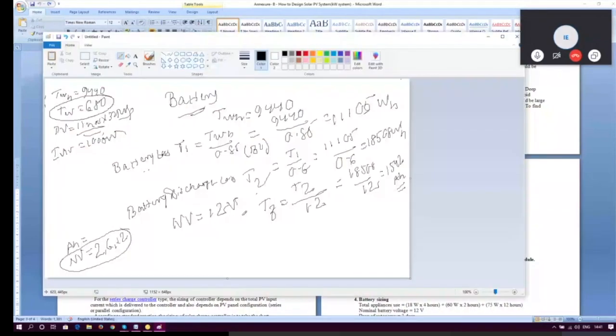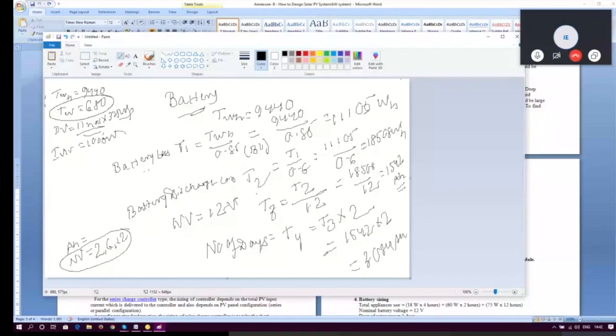Next step is very simple. If the number of days of autonomy is more, we need to multiply with the number of days. Let us take this as 2 days. So 1542 into 2 will give us 3084. So the total ampere hour required for the battery is 3084 ampere hour. I hope I am clear till now. This is the total ampere hour required for the battery.